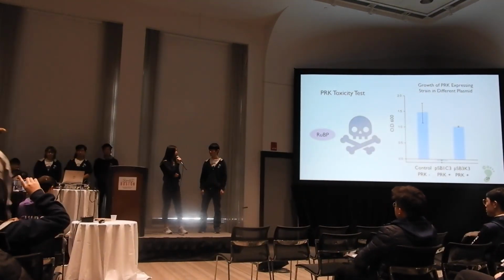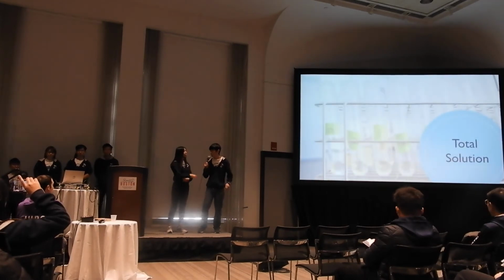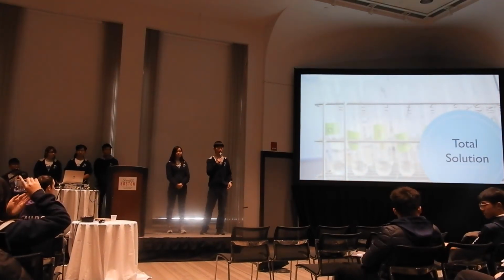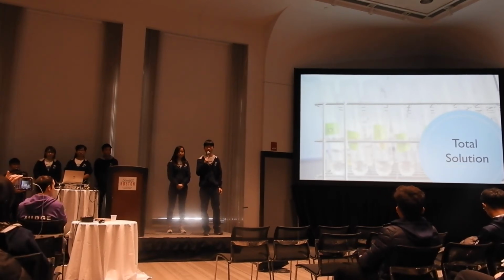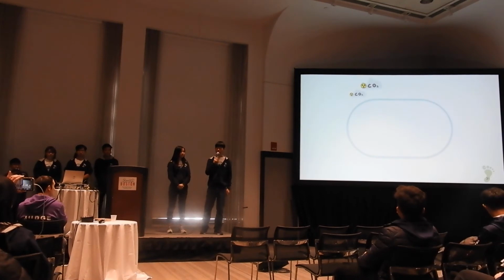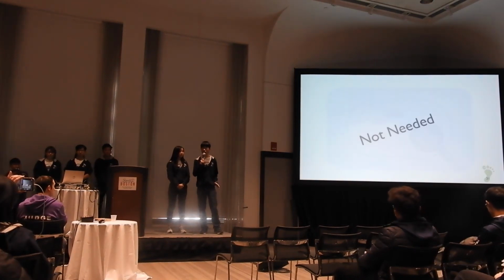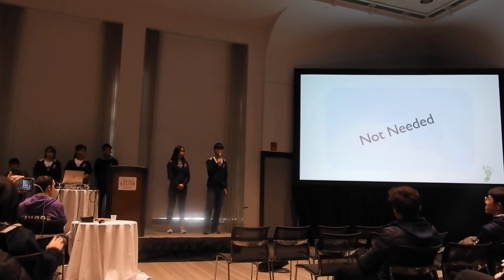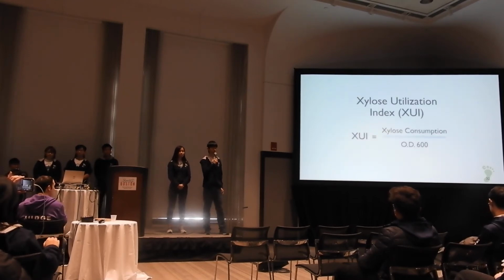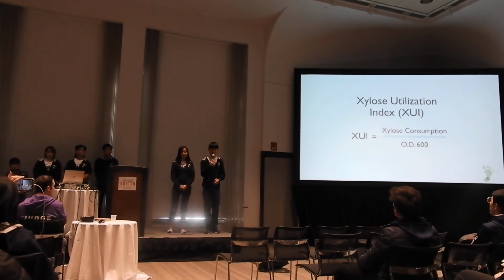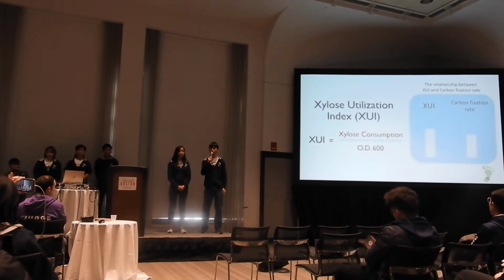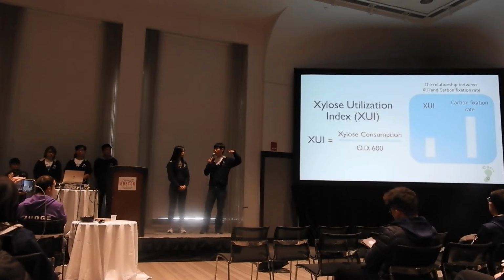But how do we know the engineered E. coli can fix carbon? Well, as mentioned before, we incubated our bacteria in an altered N9 medium with xylose as its sole carbon source. Our team has come up with a way to measure the amount of carbon fixation without using radioisotope. Before reviewing the final results of our construct, I will first explain the xylose utilization index. The definition of this index is xylose consumption over OD600, namely xylose consumption over biomass. The less the index, the higher capacity for our bacteria to fix carbon.